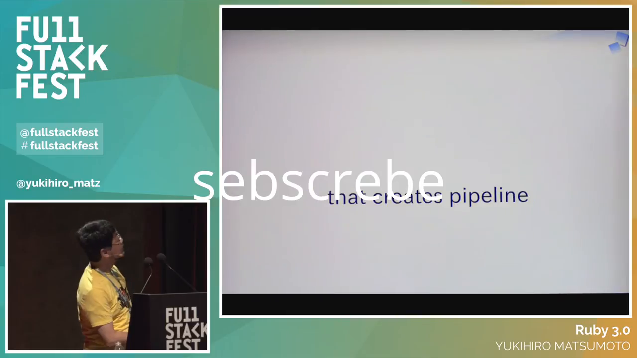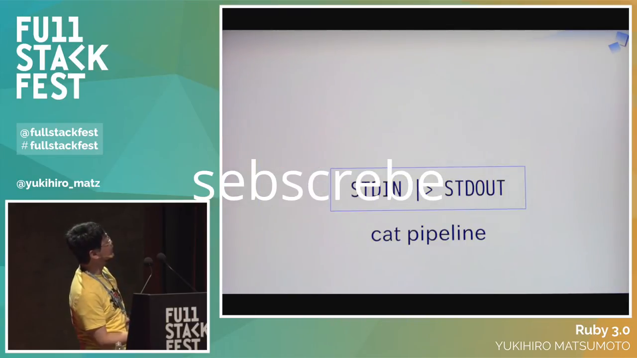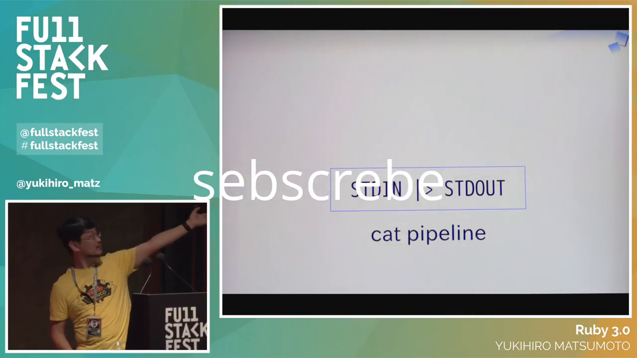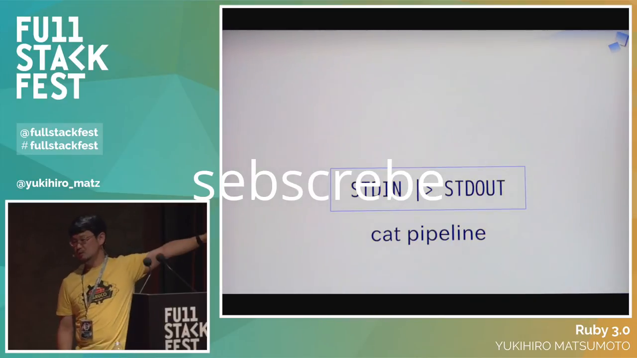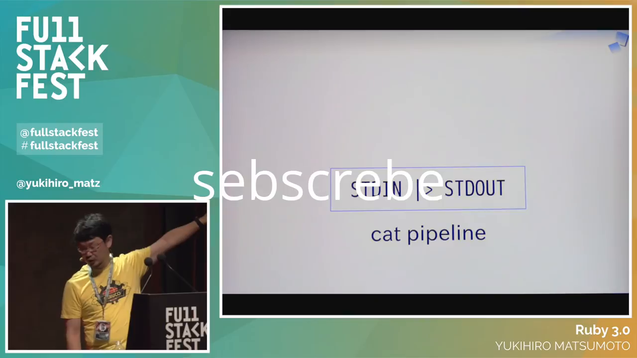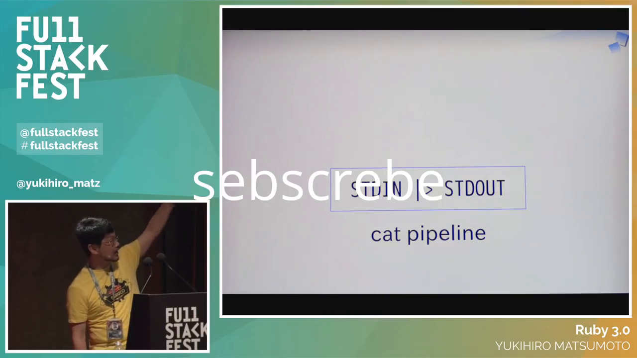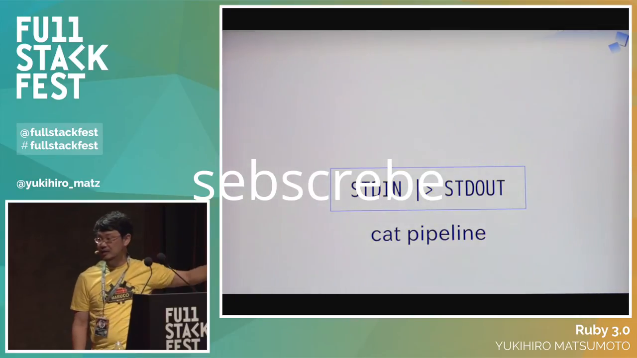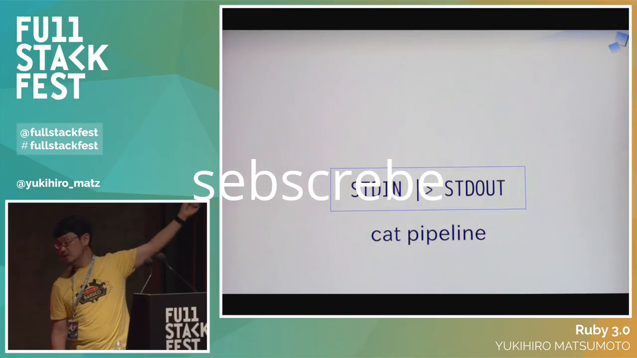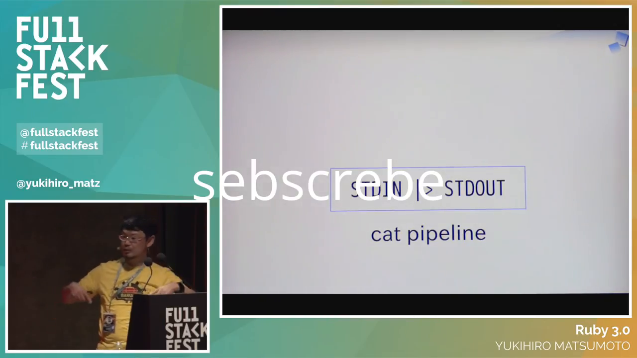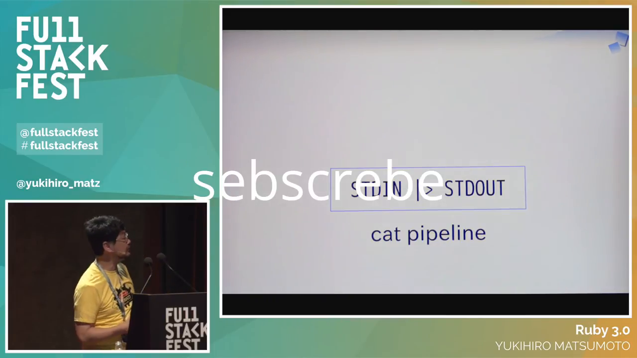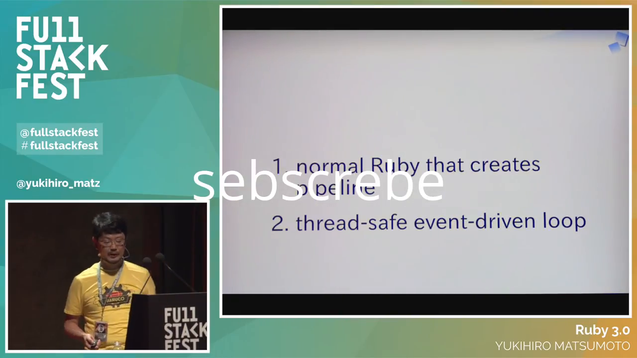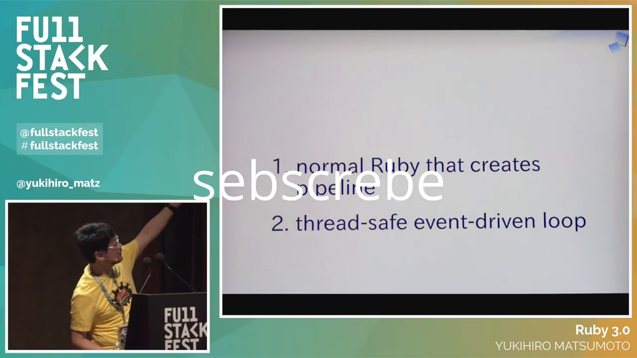So take the simple cat one. This program creates the pipeline. At the end of the program, the Ruby virtual machine will enter into the event loop. Then the event loop reads the input from standard in to standard out. Then when the input is closed, the event loop will finish. This is the simple cat program. So in that way, normal Ruby programs will be structured like this.